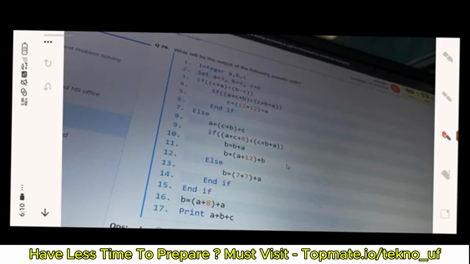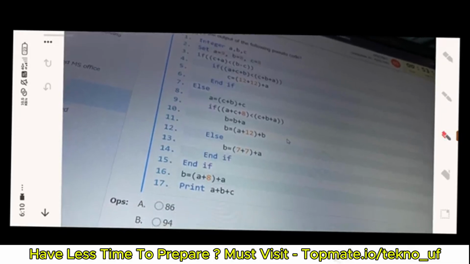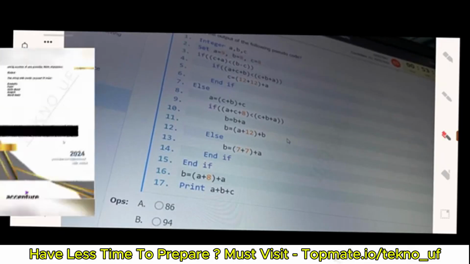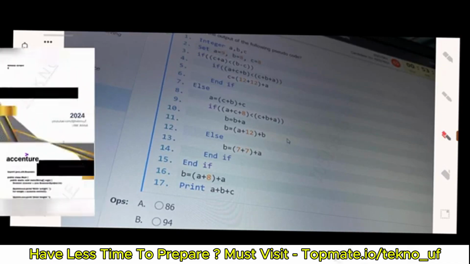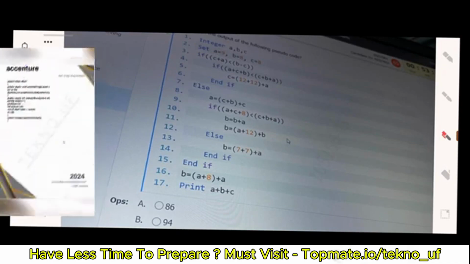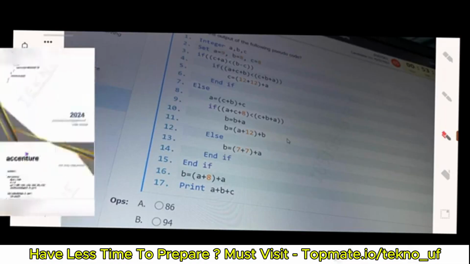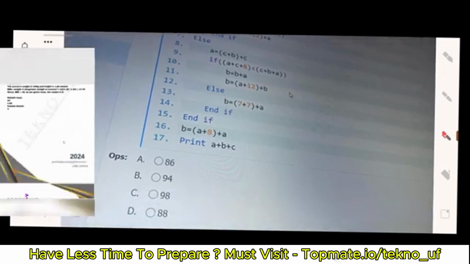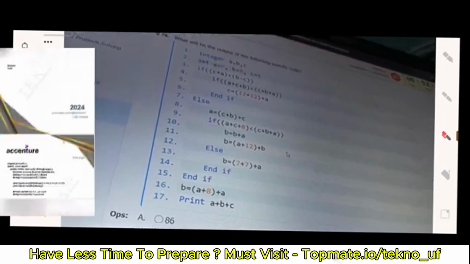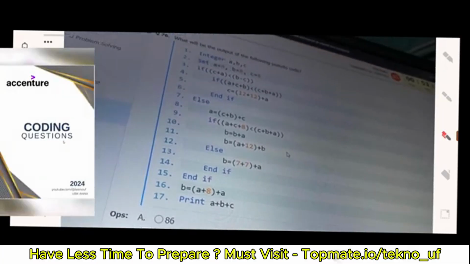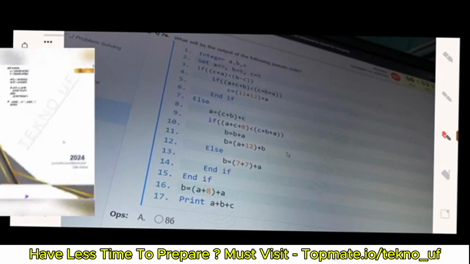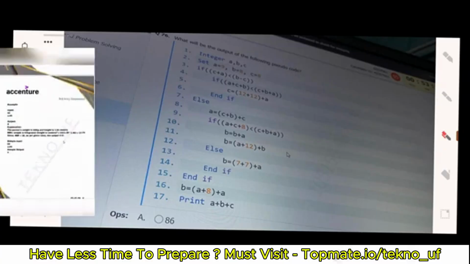I hope you will pause the video and try to solve the problem. I hope this is properly visible. Integer a, b, c: set a equal to 9, b equal to 8, c equal to 8. There are if conditions and else conditions, and after that you have to print the value of a plus b plus c. So what's the value? 86, 94, 98, or 88? Please pause and try to solve the problem. If not possible, then only come to watch. Also maintain the time.